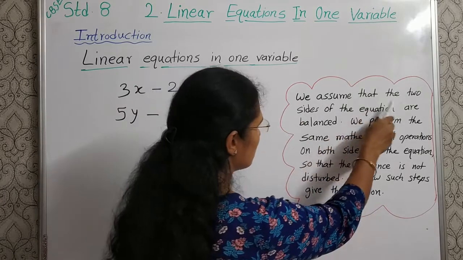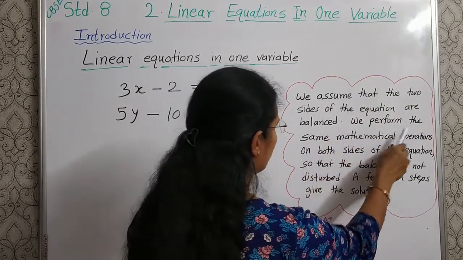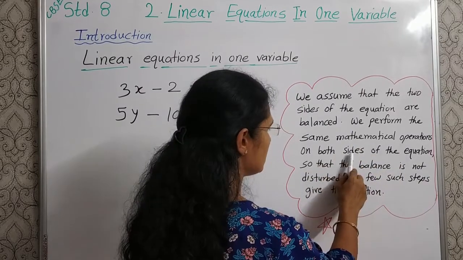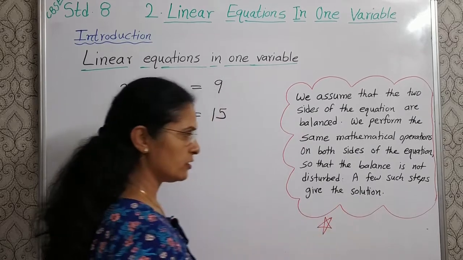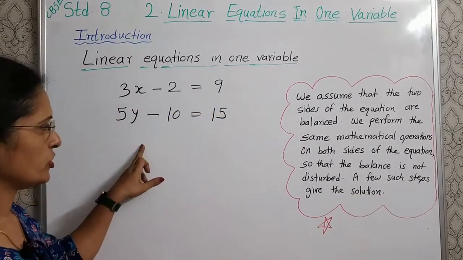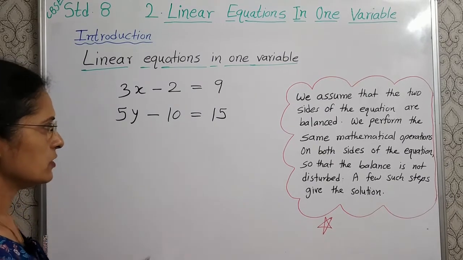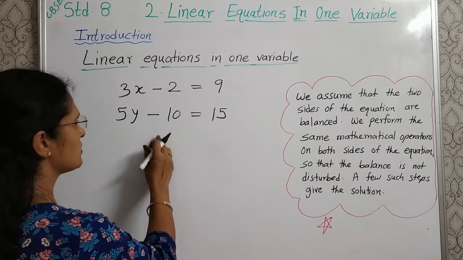Now for that you should know this. We assume that the two sides of the equation are balanced. We perform the same mathematical operations on both sides of the equation so that the balance is not disturbed. After a few such steps you get the solution. Now to find the solution we do the mathematical operations on both sides.